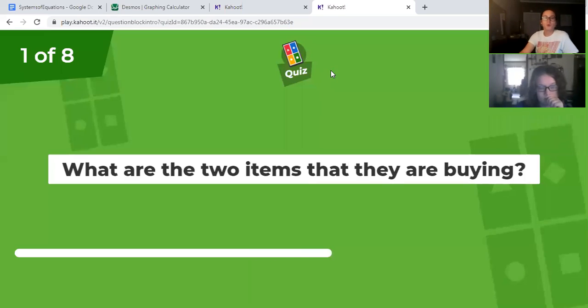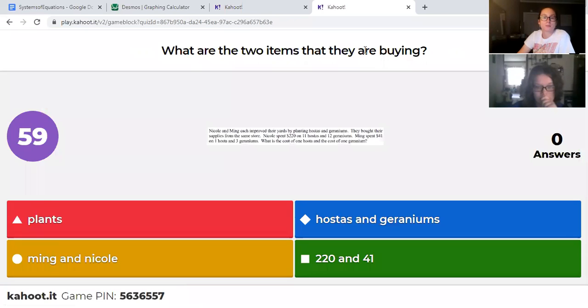So, what are the two items that in this situation they are buying? So, let's see. The situation says Nicole and Ming each improved their yards by planting hostas and geraniums. Those are flowers. They bought their supplies from the same store. Nicole spent $220 on 11 hostas and 12 geraniums. Ming spent $41 on one hosta and 3 geraniums. What is the cost of one hosta and the cost of one geranium?